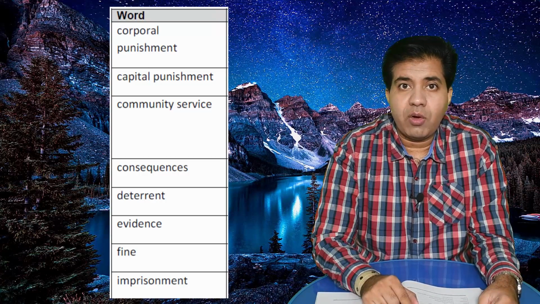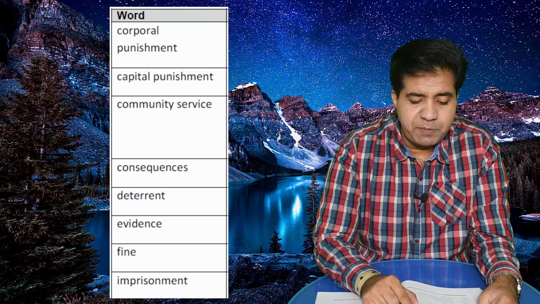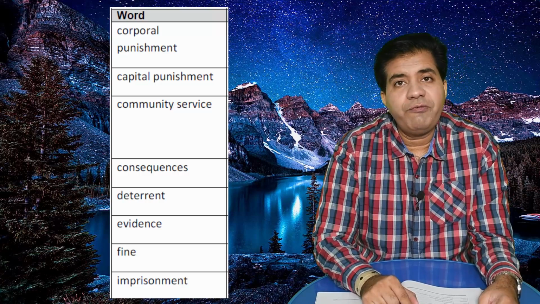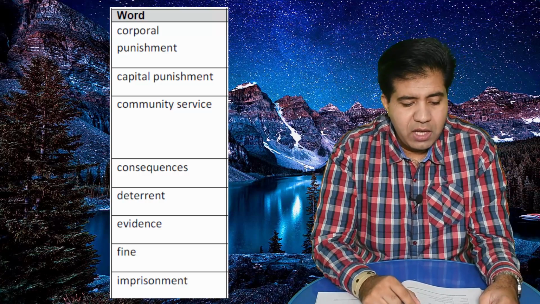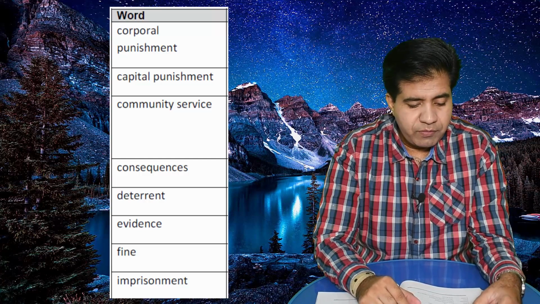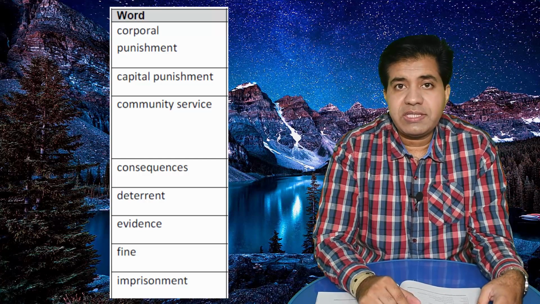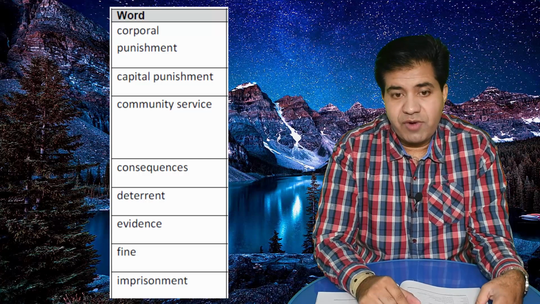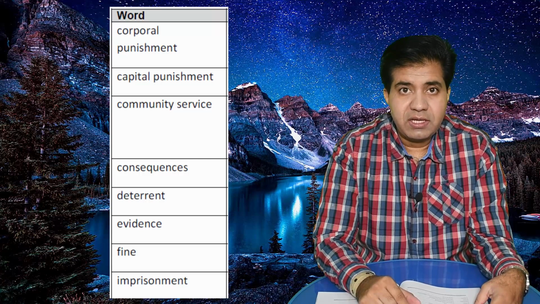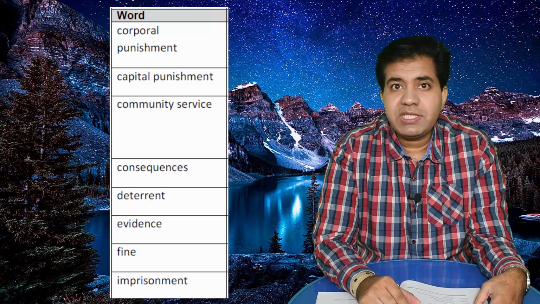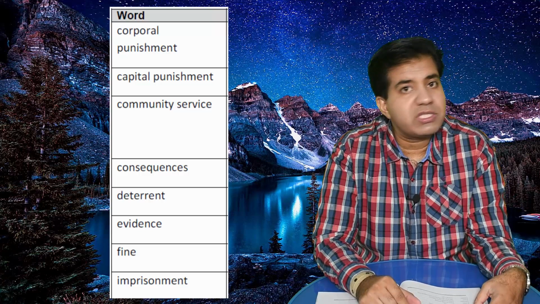Now I give you some nouns, verbs and adjectives which you can use if there is any essay on crime. Corporal punishment. Now corporal punishment means to punish by physically harming the offender, beating and all that. Capital punishment. Community service. Consequences. Deterrent. Evidence. Fine. This is not that fine, I'm fine, thank you. This is the fine you pay.